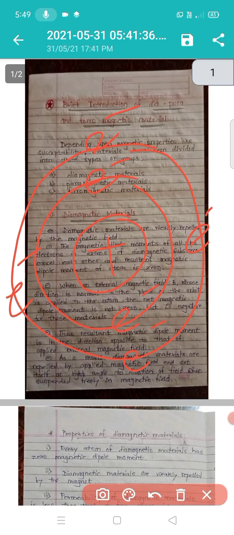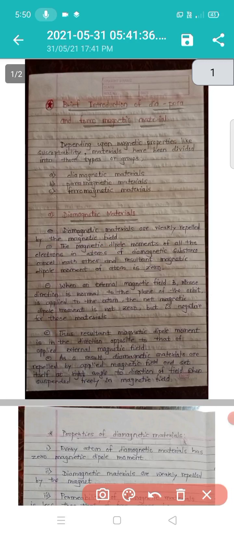Depending upon the magnetic properties like susceptibility, materials have been divided into three types, that is the diamagnetic materials, paramagnetic materials and the ferromagnetic materials. In this class we learn diamagnetic materials, what are the diamagnetic materials and their properties. Diamagnetic materials are weakly repelled by the magnetic field.